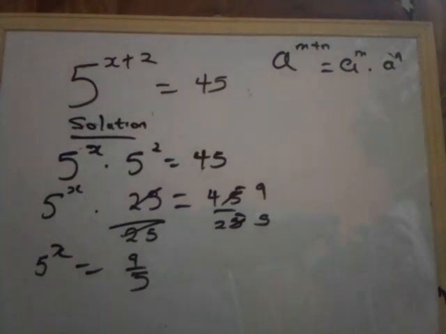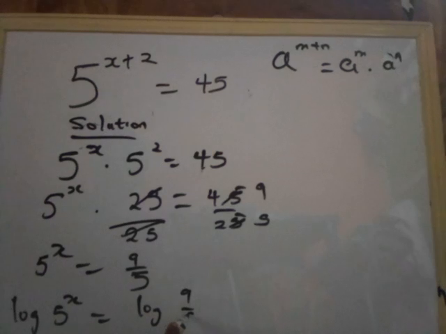So here we can take the logarithm of both sides. So I'm going to take the logarithm of this side, which has log 5 raised to power x, is equal to log 9 over 5, right? Okay, so from the law of indices, this power can come behind using the power law. So we have x log 5, right, is equal to log 9 over 5. Let me just write it so that you see it.